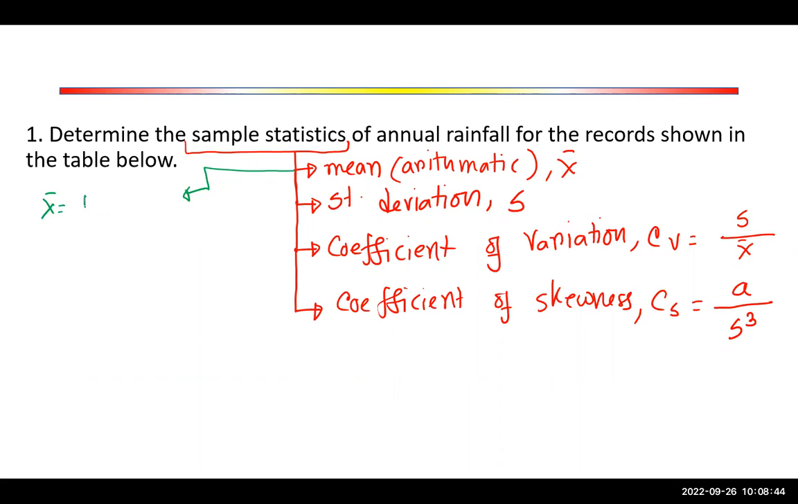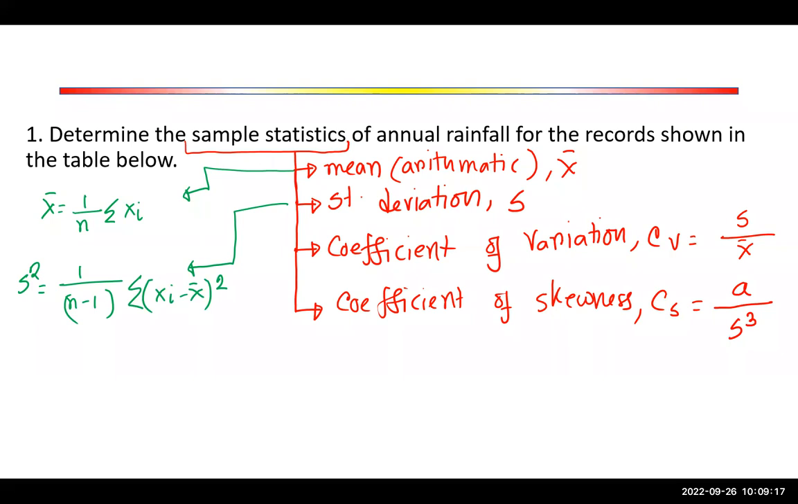So for x bar, this one is 1 over n, summation of all the x, that is the mean, okay? For the standard deviation, we can't calculate the S directly, but we can calculate the square of standard deviation, which is 1 over n minus 1 times the summation of squared deviations, right? Now the coefficient of variation is obviously S over X bar. If you can find these two, you can find that.